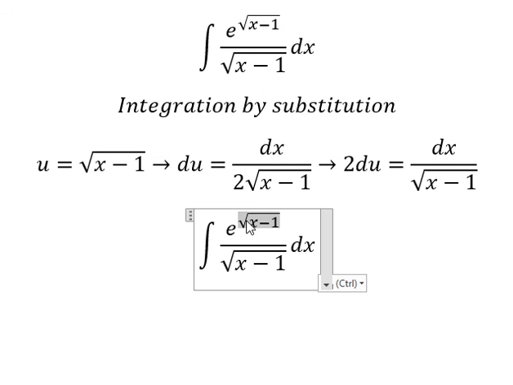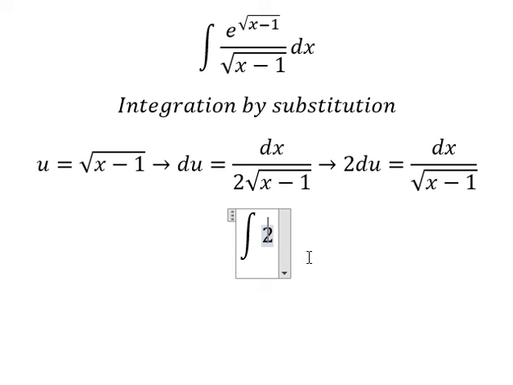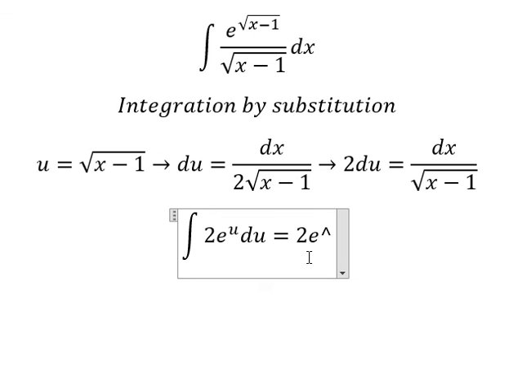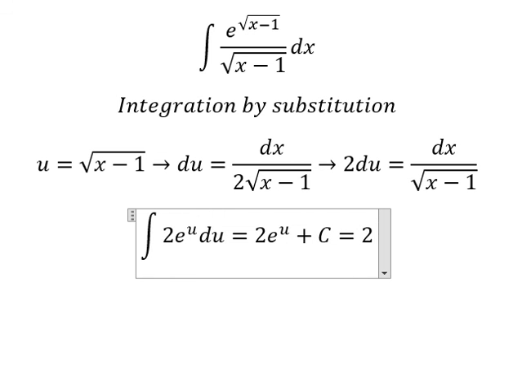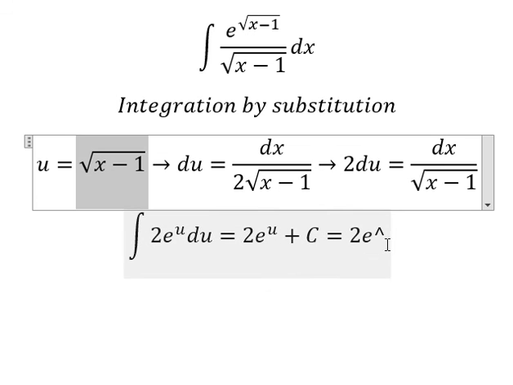This one we change to u. The ds over the square root of s minus 1 we change to 2 du. And we have 2 e to the power of u plus c. Then u is this one.